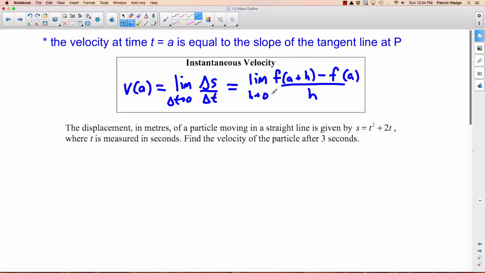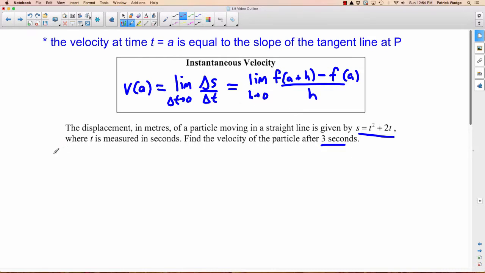Alright, here's an example. The displacement in meters of a particle moving in a straight line is given by s equals t squared plus 2t, where t is measured in seconds. Find the velocity of the particle after 3 seconds. So if we're interested in velocity, we can use this formula right up here.